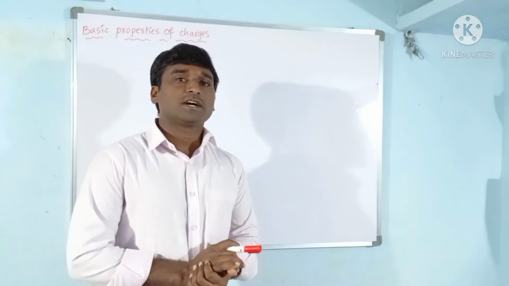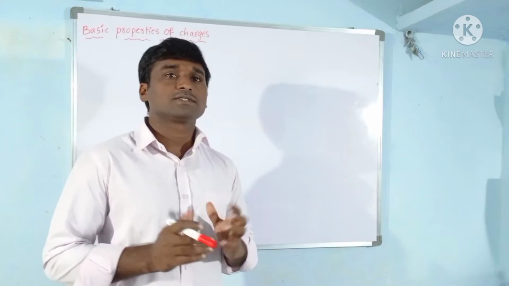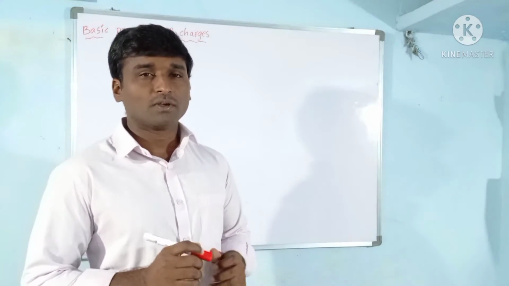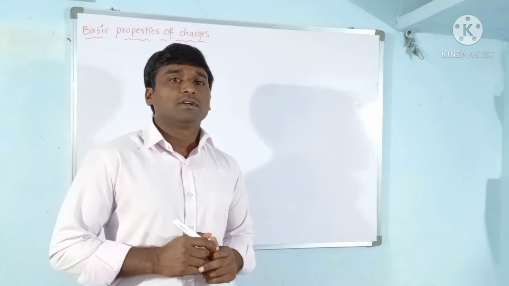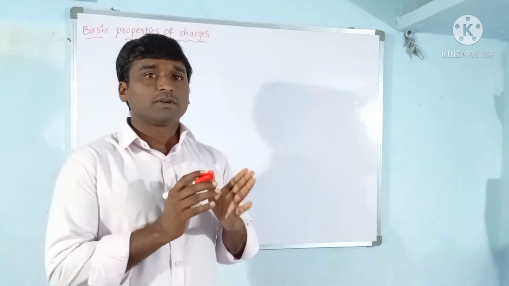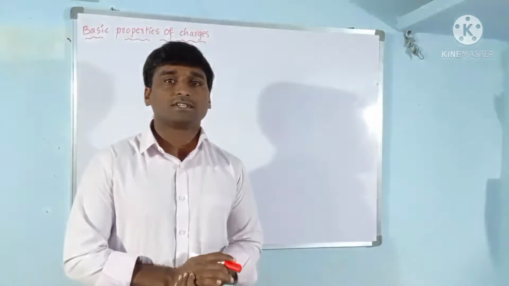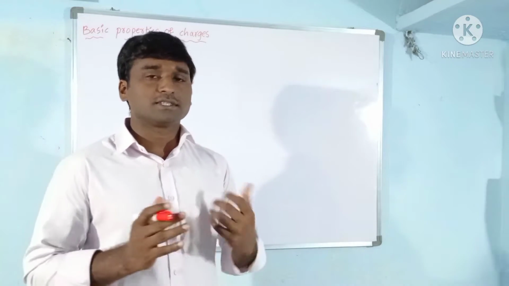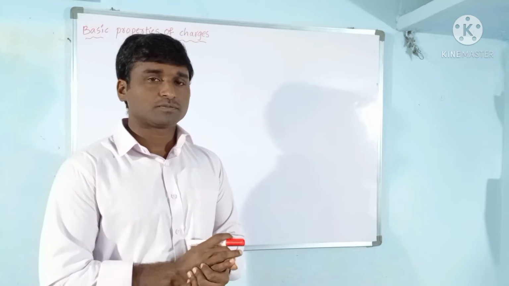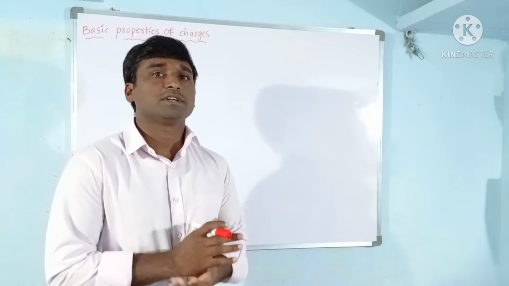Before we start, let's revise the previous class. We discussed what charge is, what a negatively charged body is, and what a positively charged body is. Charge comes from atoms. A body becomes negatively charged when it gains electrons, and when a body loses electrons, it becomes positively charged. So that is the basic information about charge from the previous class.